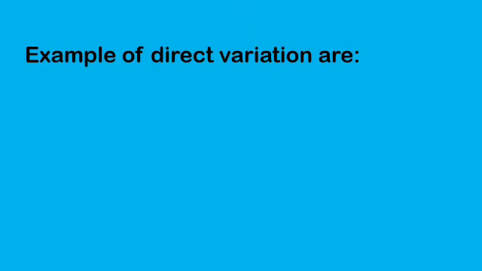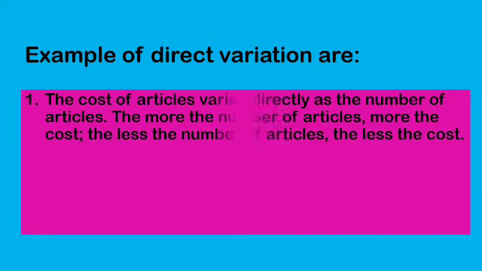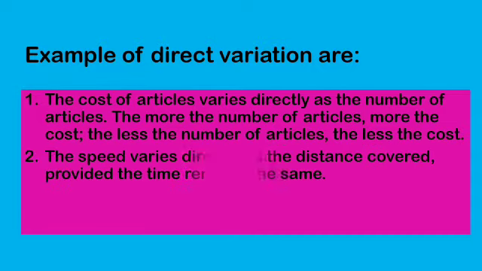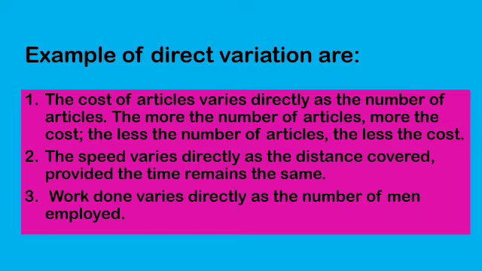Examples of direct variation are: the cost of articles varies directly as the number of articles. The more the number of articles, the more the cost. The less the number of articles, the less the cost. Second example, the speed varies directly as the distance covered provided the time remains the same. Third one is, work done varies directly as the number of men employed.